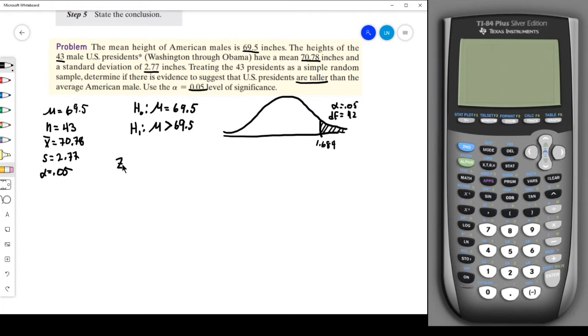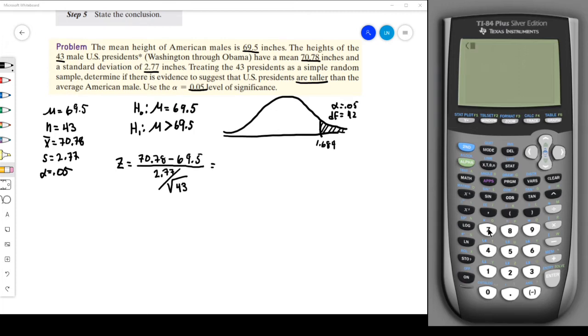So z is going to be x bar minus mu, so 70.78 minus 69.5, divided by our adjusted standard deviation. So that is going to be the standard deviation, 2.77, divided by the square root of n, and n is 43. Now, I've said before, you want to do this whole thing on the calculator in one step. This way you avoid any kind of round off errors.